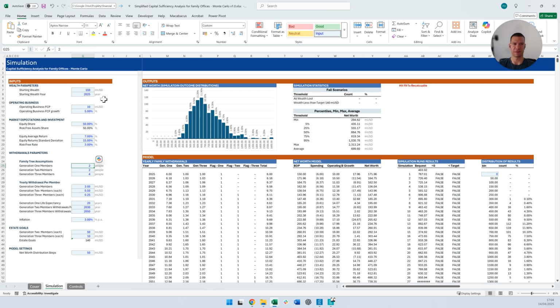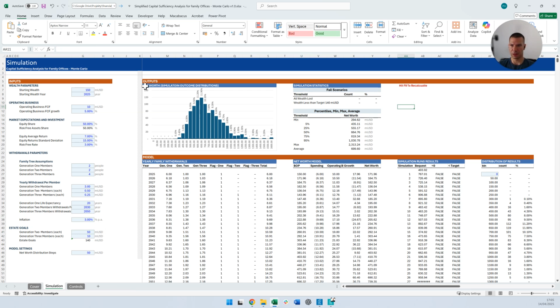These parameters begin first with the family structure broken down into generation 1, generation 2, and generation 3 members. Then the expected cash needs or withdrawal needs of all the generations, and then the starting year of withdrawals of generation 2 and withdrawals of generation 3, as well as life expectancy of generation 1. Then there are the estate goals, and these are the primary parameters that go into the model.